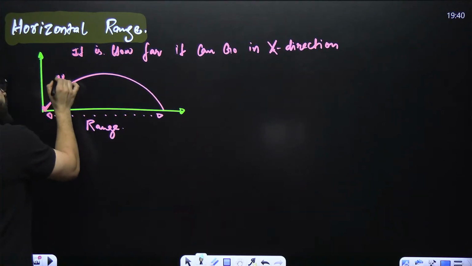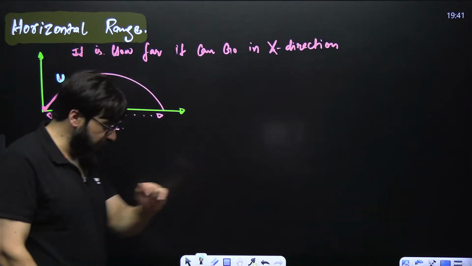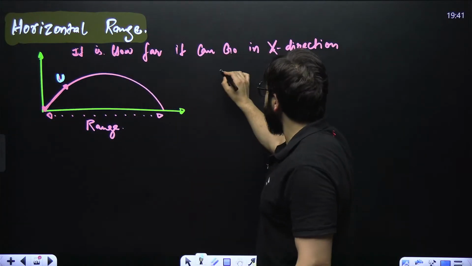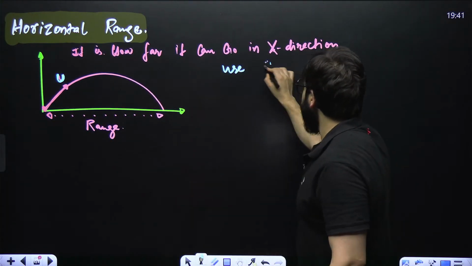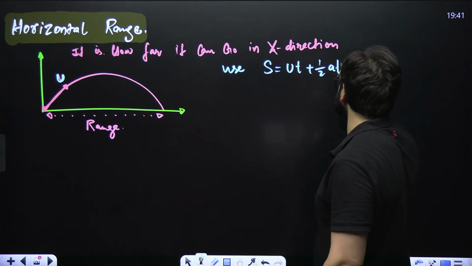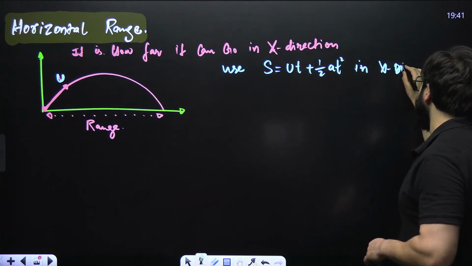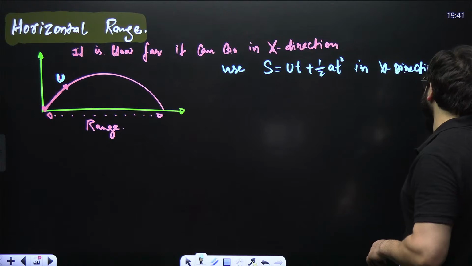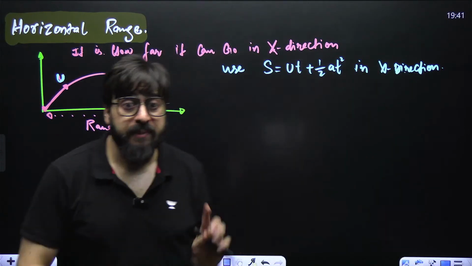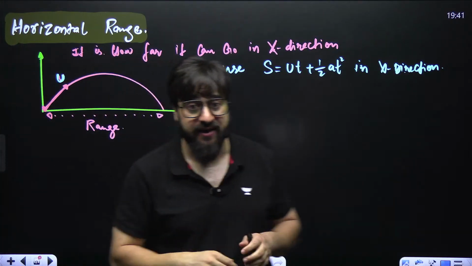Guys, in this particular case, if you have to find the range of a projectile, I would want you to understand one thing. Use S is equal to ut plus 1 by 2 at square in x direction. Why, sir? Because we have to find the horizontal range in x direction.